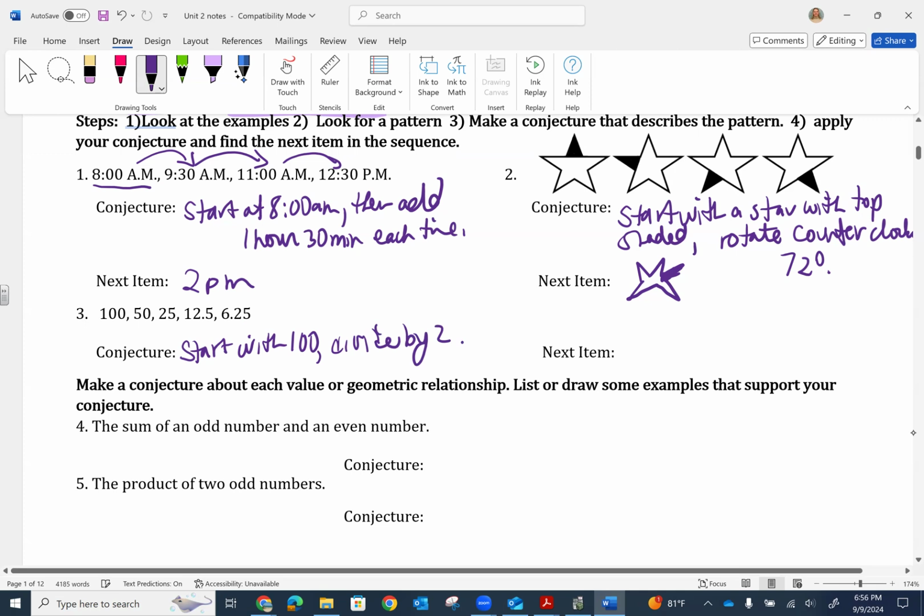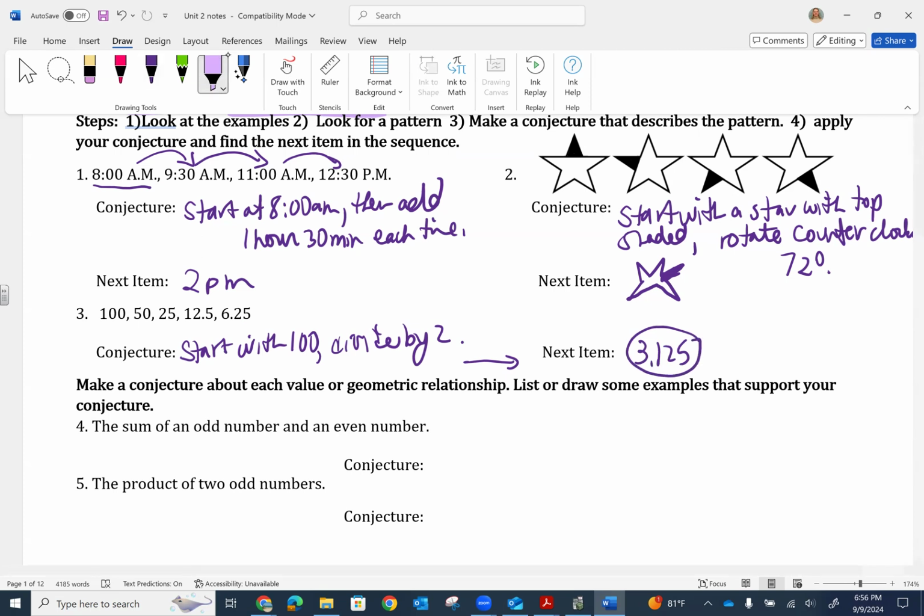Okay, so divide by 2 each time. The next item would be 3.125. Looks like I was trying to jam this on one sheet of paper. So it looks like these guys go together.